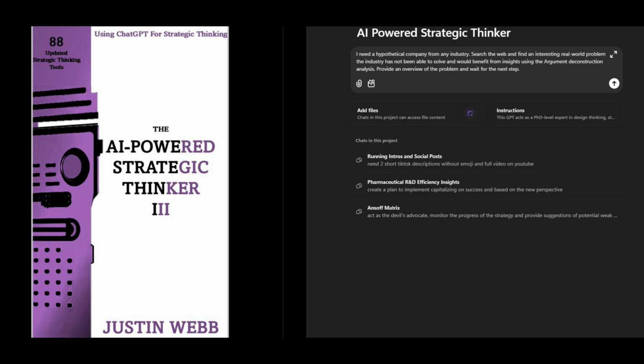Let's dive in. On screen is a copy of the AI-powered Strategic Thinker 3 Kindle edition, so we can copy the prompt into ChatGPT. On the right is AI-powered Strategic Thinker GPT, which is optimized for this tool and others in the book. You will want to start with the first prompt and provide context for your organization in the brackets. It may also be beneficial to upload documents related to your work.